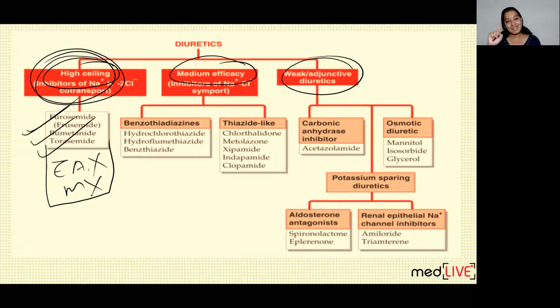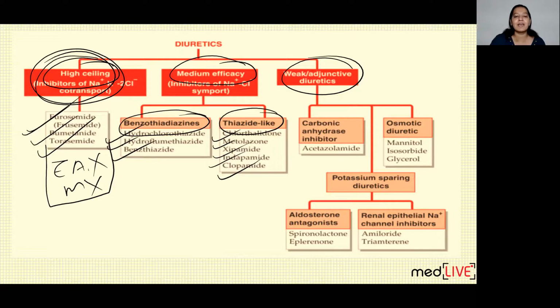Correct? Coming to the medium efficacy diuretics. Medium efficacy diuretics have two classes, benzothiazides and thiazide-like. In benzothiazides, there are hydrochlorothiazide, hydroflumethiazide, and benzthiazide. Among these, the prototype is hydrochlorothiazide. And in thiazide-like drugs, there are chlorthalidone, metolazone, xipamide, indapamide, and clopamide. These five drugs are thiazide-like drugs. Overall, in medium efficacy, the prototype drug is hydrochlorothiazide. You must learn the prototype drug. In high ceiling, it is furosemide. In medium efficacy, it is hydrochlorothiazide.